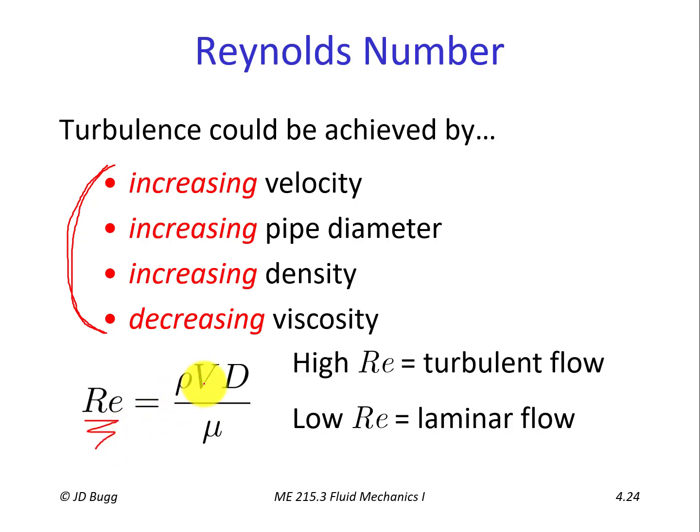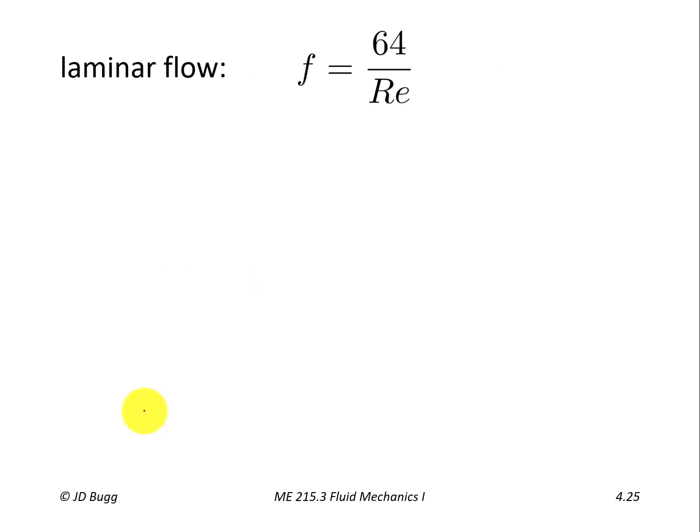So to calculate the friction factor for any pipe flow, calculating the Reynolds number is an essential first step. Now, once you've got the Reynolds number, where does the friction factor come from? Well, this is where the difference between laminar and turbulent flow comes in. For laminar flow, the friction factor is 64 divided by the Reynolds number.